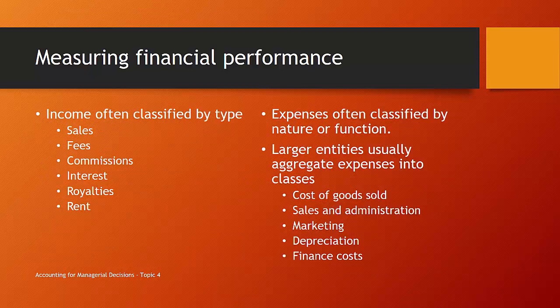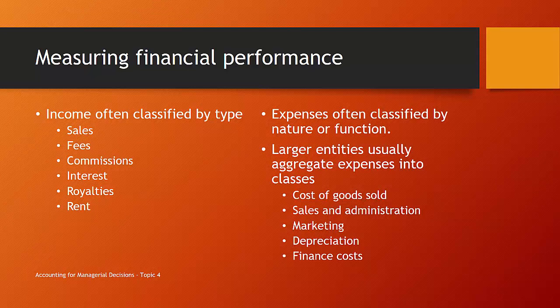Income is often classified by type: sales, fees, commissions, interest, royalties, rent. So the type of income that you get. And obviously within an internal system, you wouldn't just want to have sales as one big overarching sales account. You'd maybe want it by store or by region, even by salesperson. So you can actually break that down and become quite granular from an internal point of view. But from an external point of view, they only need to be grouped into major classes.